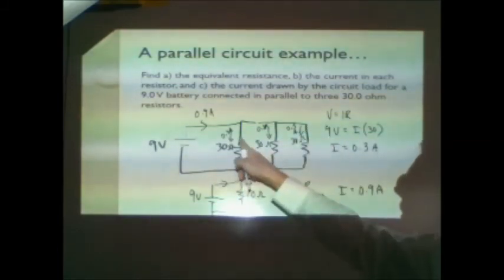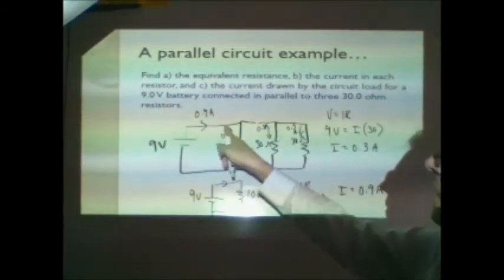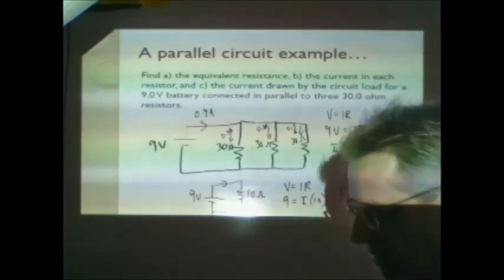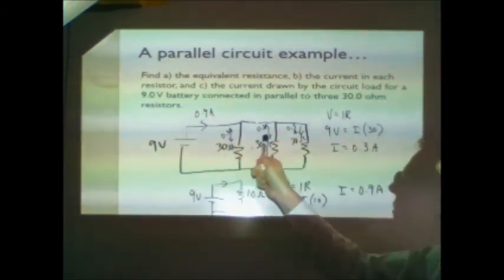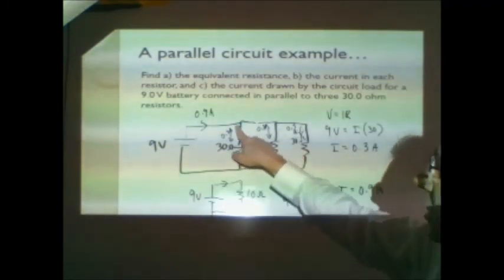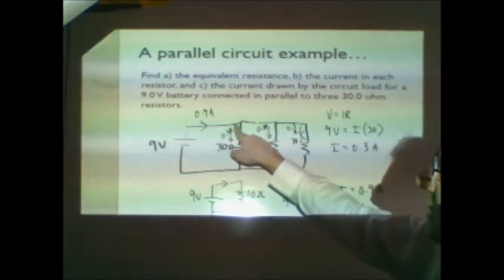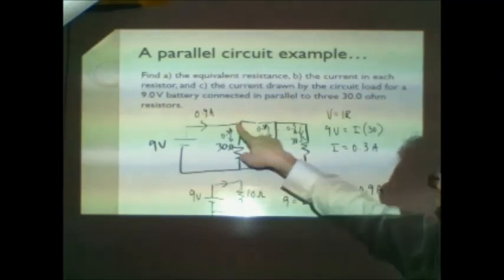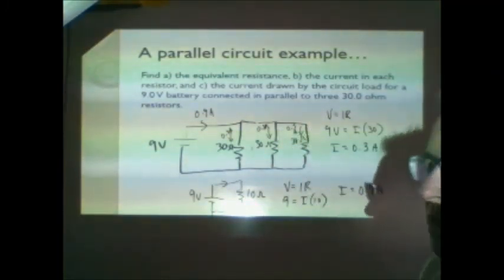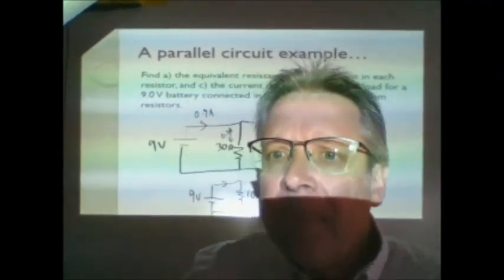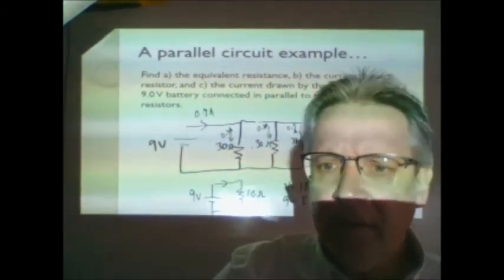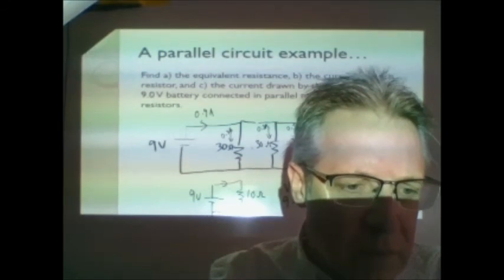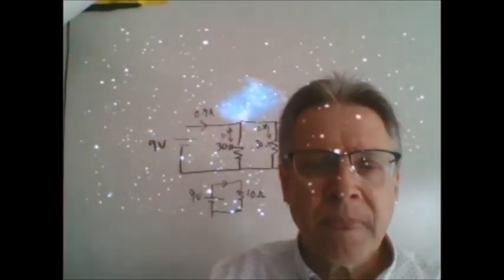And you can see that the currents sum due to the conservation of charge. 0.9 is equal to 0.3 plus 0.3 plus 0.3. At this junction, 0.9 amps comes in and 0.9 amps flows out. So let's stop here and give you a problem to try.